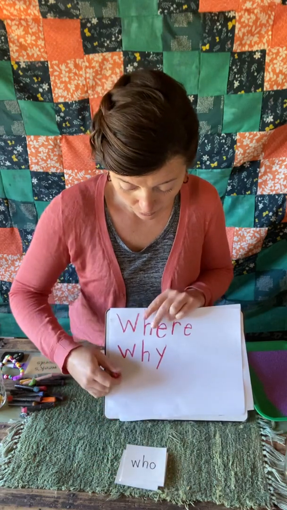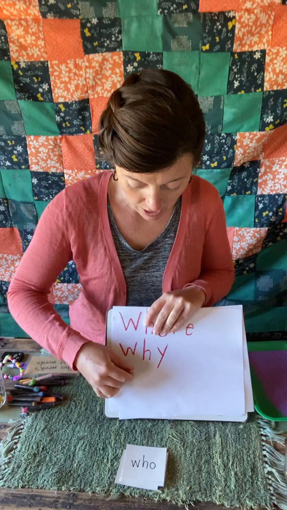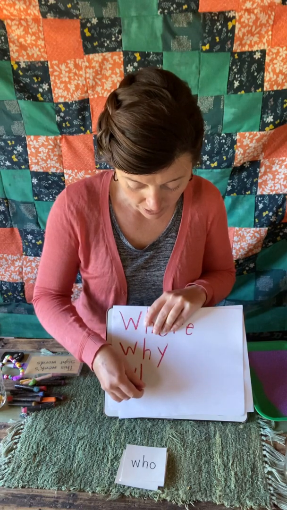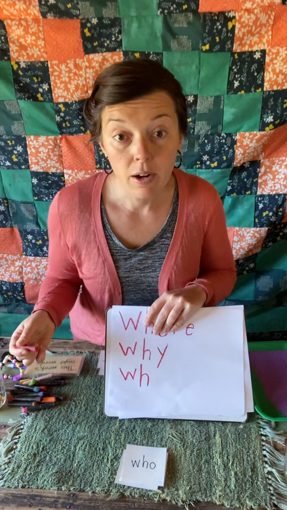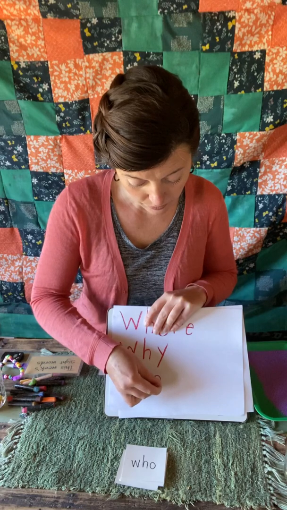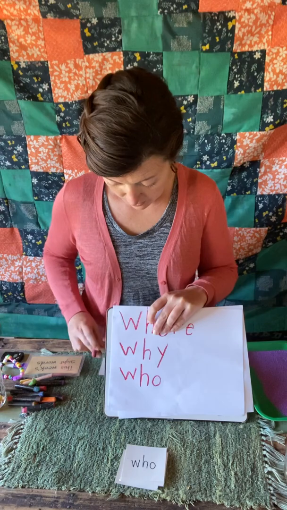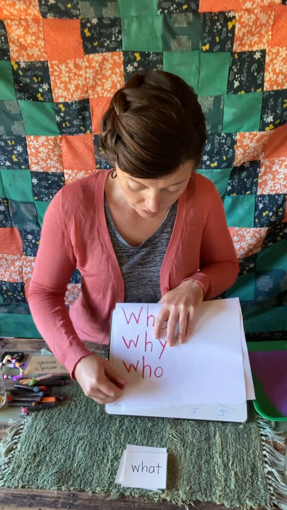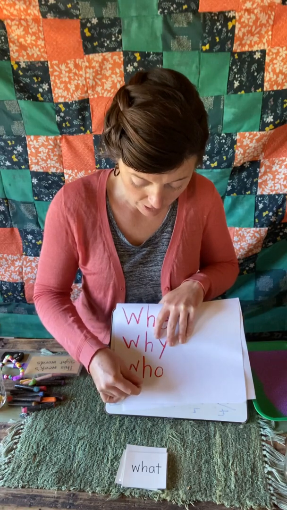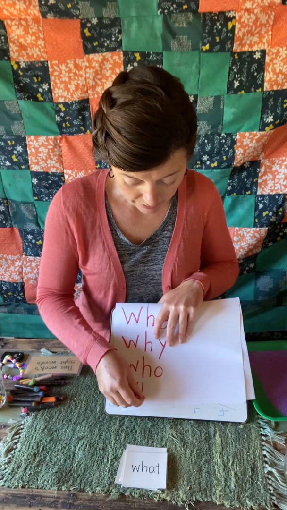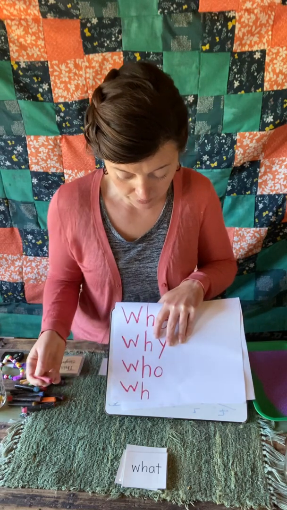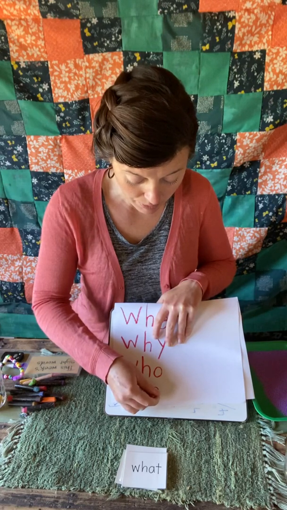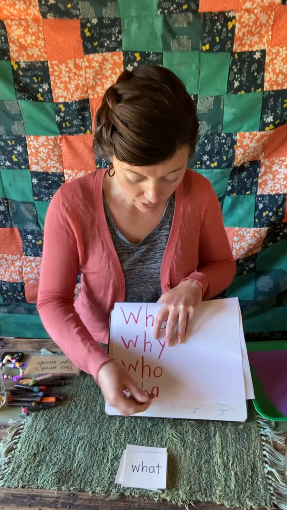Who. W, top, down, up, down, up. H, top, all the way down, trace my line back up and make a hump. O, circle, okay? What? W, top, down, up, down, up. H, top, down, trace my line up and over for a hump. A, and for A, we do a circle. Do not pick up your pencil, and we make a little line right next to the circle.